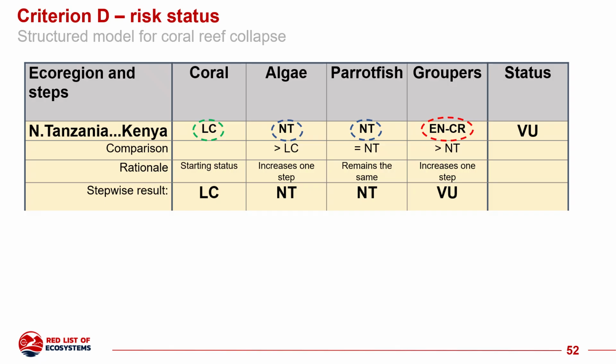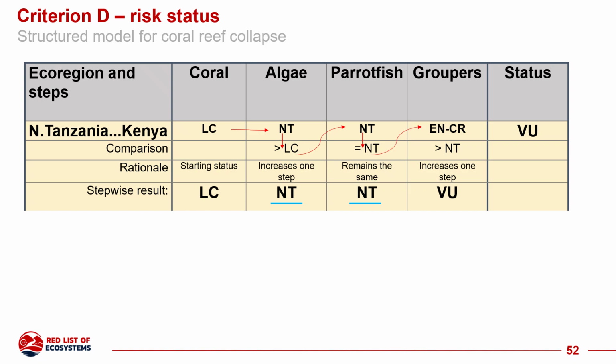We begin with the indicator that comes first in the ecological sequence, coral cover, and that's our starting point, and it's at least concern. Next, we look at algae, which are near threatened. That's 1 level above least concern. So we move the overall risk status up 1 level from least concern to near threatened. Then we look at parrotfish, which are also near threatened. Since that's the same as the current overall status, we stay at near threatened.